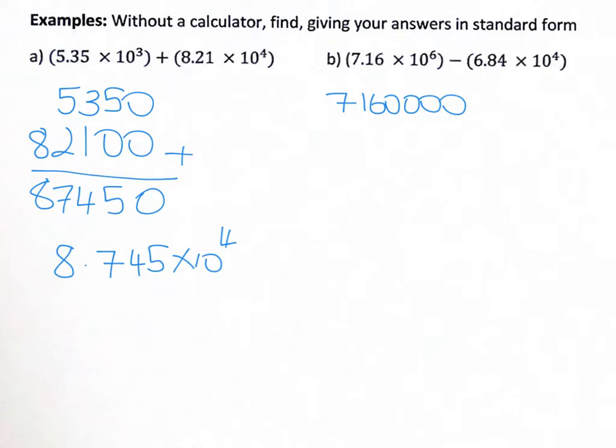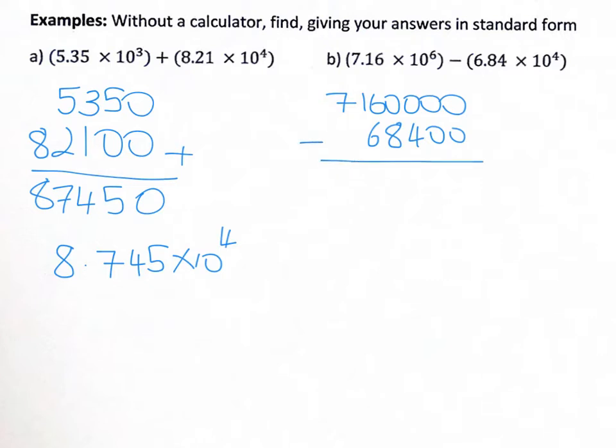Then we're going to take away 6.84 times 10 to the power of 4. And that's going to be 68,400. Again, we can check the number of times the decimal place has been moved. It's here now, 1, 2, 3, 4. And then we take away.